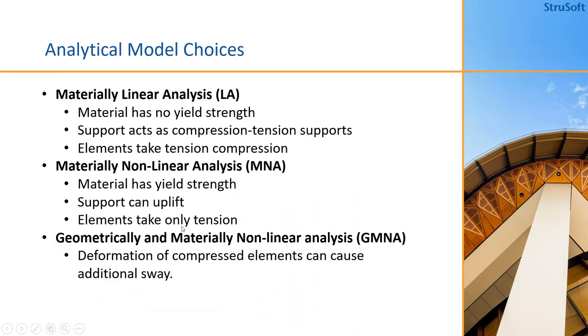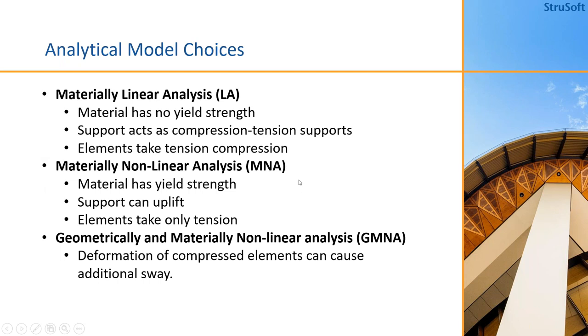And then you also have nonlinearity methods you can use. So your analysis can basically be divided into three different sections. You have a linear analysis, which is really simple. Material doesn't have any yield limit. It behaves the same way on compression and tension side. Supports act as compression and tension, they act the same way both ways. And elements can take tension or compression, like the braces.